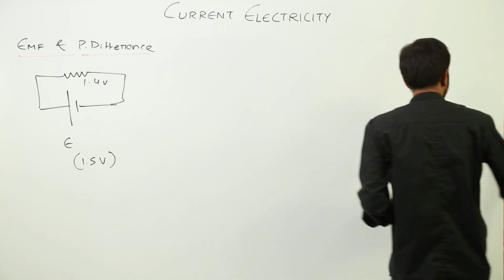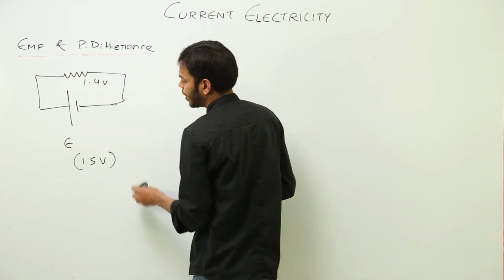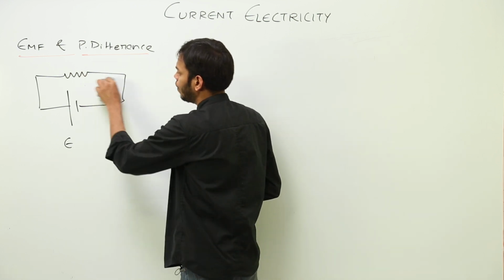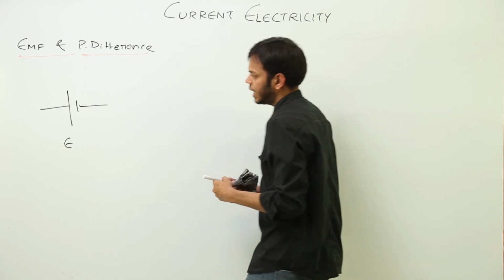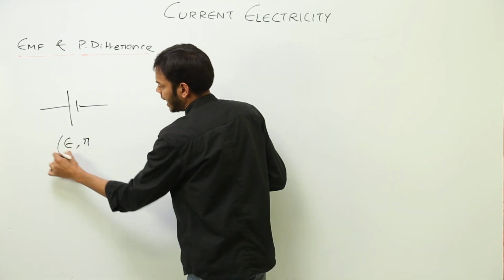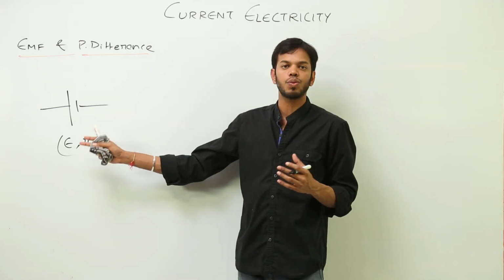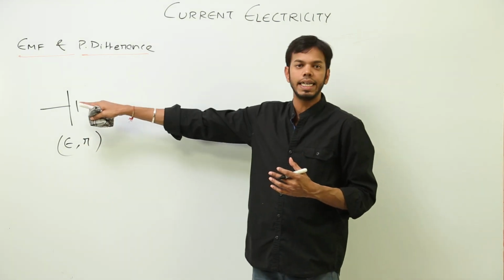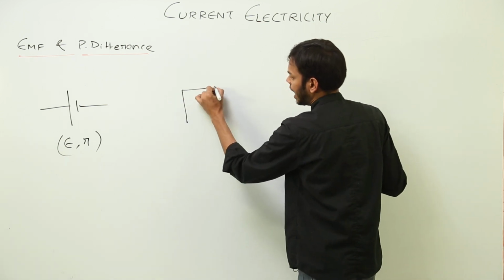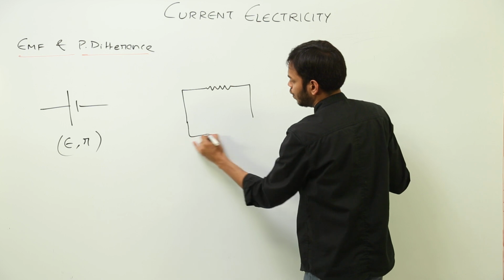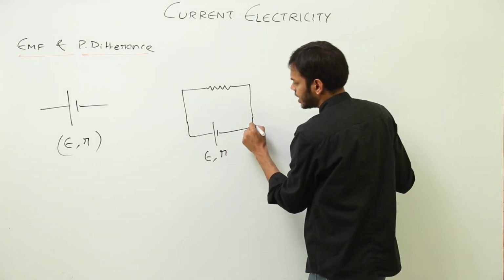So that is why we don't write the configuration of a cell like this. We always write it like this. If we have to denote a cell of EMF E, then there will always be an internal resistor mentioned across it, because some part of its voltage is going to get consumed by the internal resistance. So this is what the circuit diagram looks like. We have an external resistance R, which is connected across a cell of EMF E and internal resistance small r.